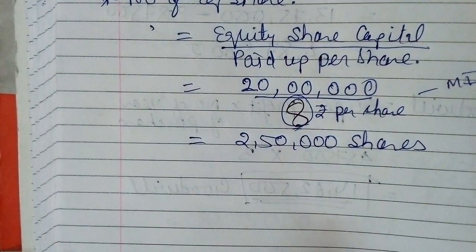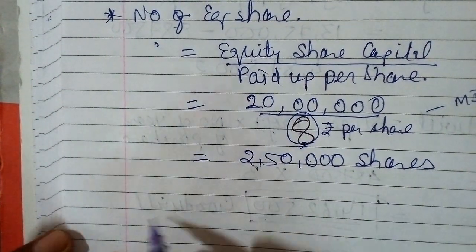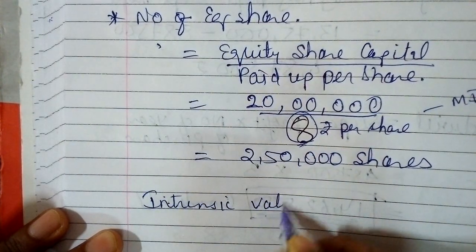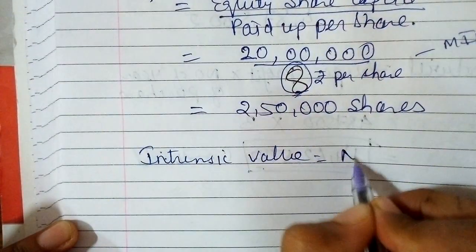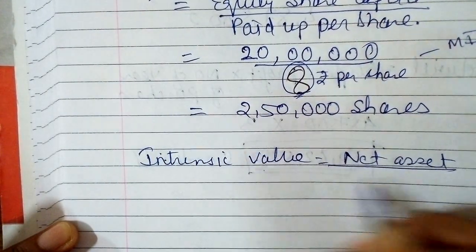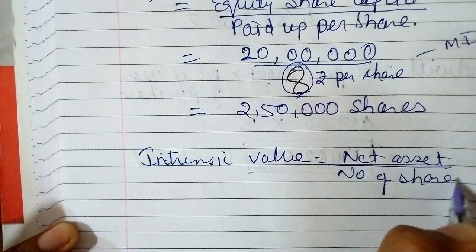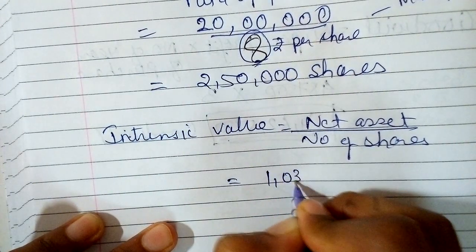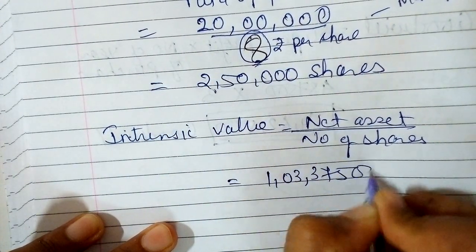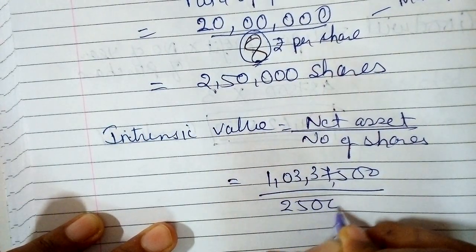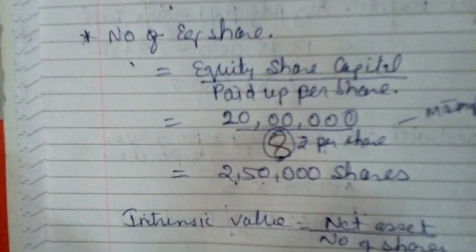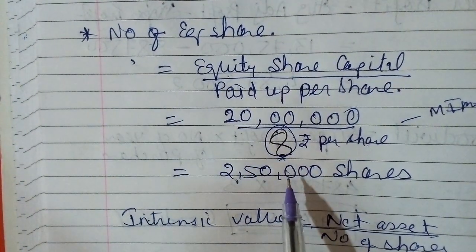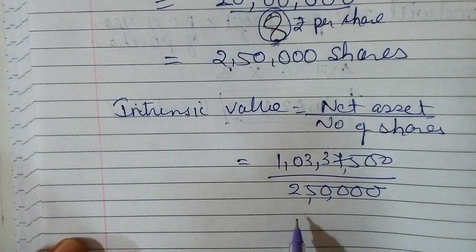We need to take paid up value, right? Not 10 rupees. So now intrinsic value will be formula net asset upon number of shares, number of equity shares. So net asset is 1,03,37,500 divided by 2,50,000. If you are going to take 10 instead of 8, then this would be 2 lakhs here, and if this is wrong, your intrinsic value will also be wrong.